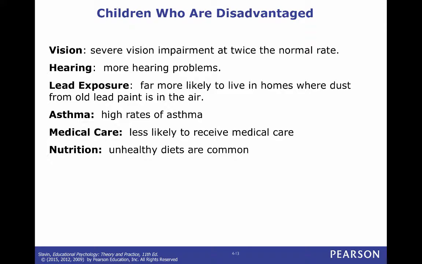Another aspect of it is asthma. Children that come from lower socioeconomic status tend to have asthma at 6 times the national rate as those that are from the upper echelon. And so asthma causes chronic illness, and they miss a lot more school. So they're 6 times more likely to have asthma. With medical care, they're less likely to receive medical care because they can't afford it. So inadequate medical care leads to problems with absenteeism, poor motivation because of poor health.